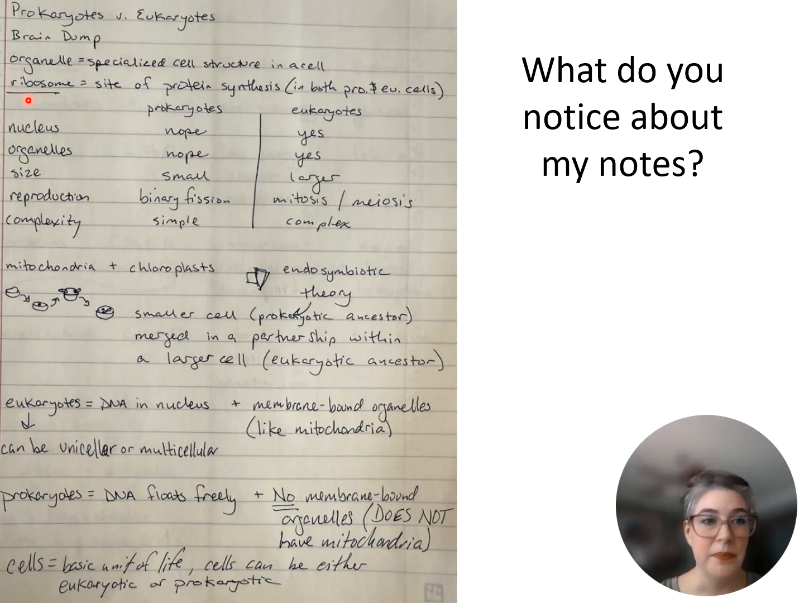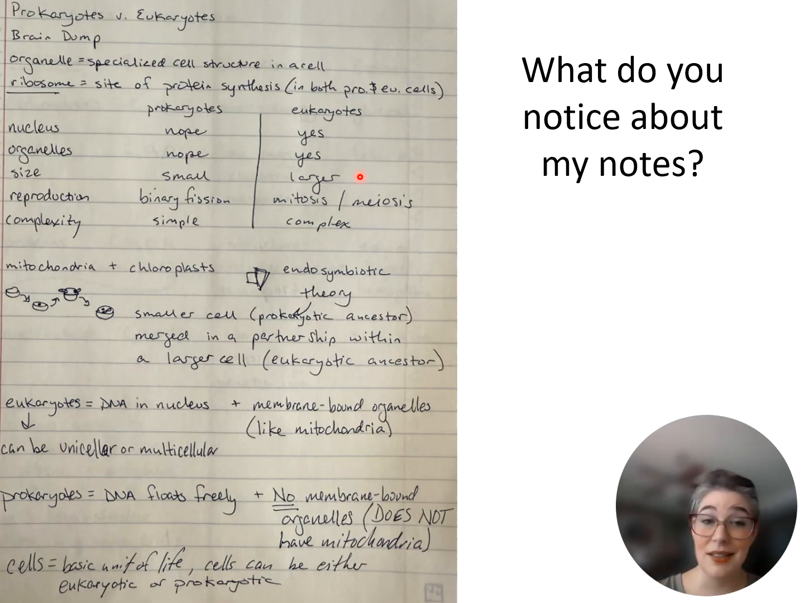For example, I still have organelle as something I've defined as a specialized cell structure. Ribosome equals the site of protein synthesis in both pro and eukaryotic cells. So ribosomes are going to be something you see in both prokaryotic and eukaryotic cells, whereas our nucleus is only going to be in eukaryotic cells. Our organelles are going to be in eukaryotic cells because they're membrane-bound organelles in eukaryotic cells.